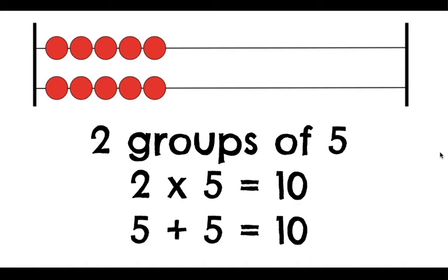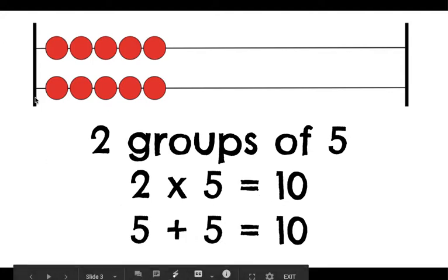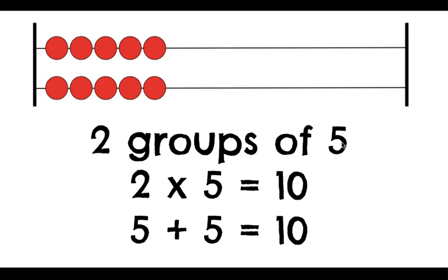So one way we can look at this is 2 groups of 5. They're the 2 groups, and they're 5 in each. Or we could say 2 times 5, which equals 10. Or we could say 5 plus 5, 5 plus 5 more. And that'll also give us 10. So these are 2 different equations and a way to write out what we saw in words. So think about that for the next set.